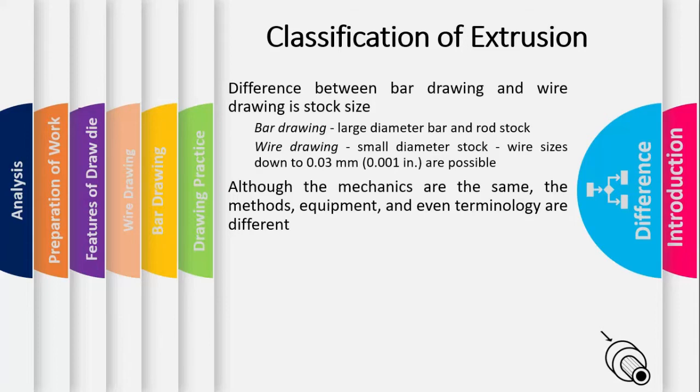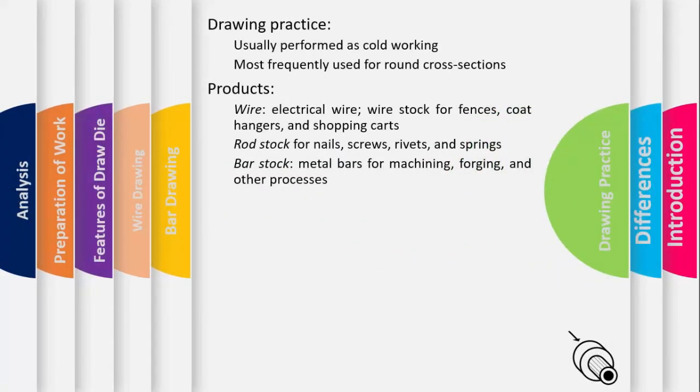So what are the drawing practices? It is usually performed as a cold working operation. In the previous processes, like rolling, forging and extrusion, they can be performed both ways, hot working and cold working, because our primary concern was either to significantly plastically deform the material or cause significant shape change, or to increase the strength of the material. But in the case of drawing, there is not much change in the dimensions, although we do change them, but it's not so big. So that's why it is mostly performed as a cold working operation.